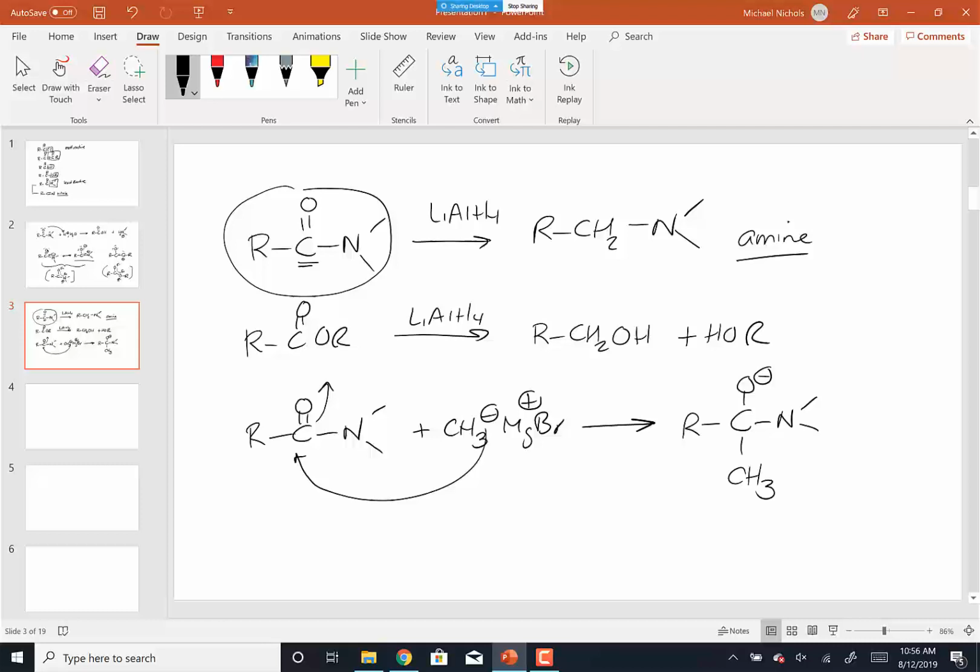I got an O minus. It tries to become what first? Tries to reform the carbonyl. So the O minus tries to reform the carbonyl. Is it going to be successful? No, why not? Well, it would have five bonds, because something's got to leave. Is methyl leaving?